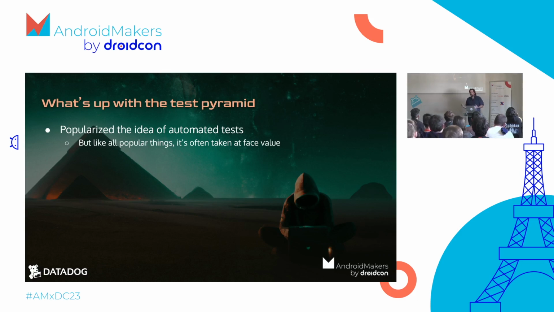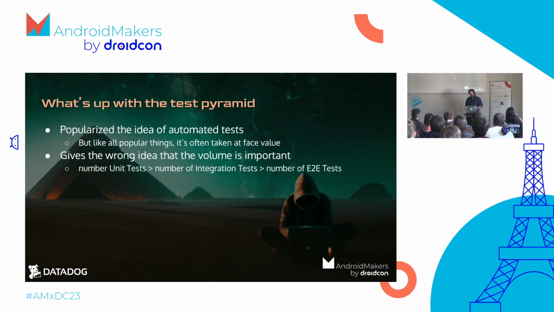But the problem is that, like all popular things, it was taken at face value. So people just took the diagram of the triangle with the 3 layers and said, oh, this is exactly what we need to do, and didn't think further than that. And the problem is that it gives the wrong idea that the volume is important. More often than not, I've heard engineers say to me, oh yeah, you need to have 60% of unit tests and 30% of integration tests and 10% of end-to-end tests, which is roughly what the areas in the original pyramid are. But that's not always the case.